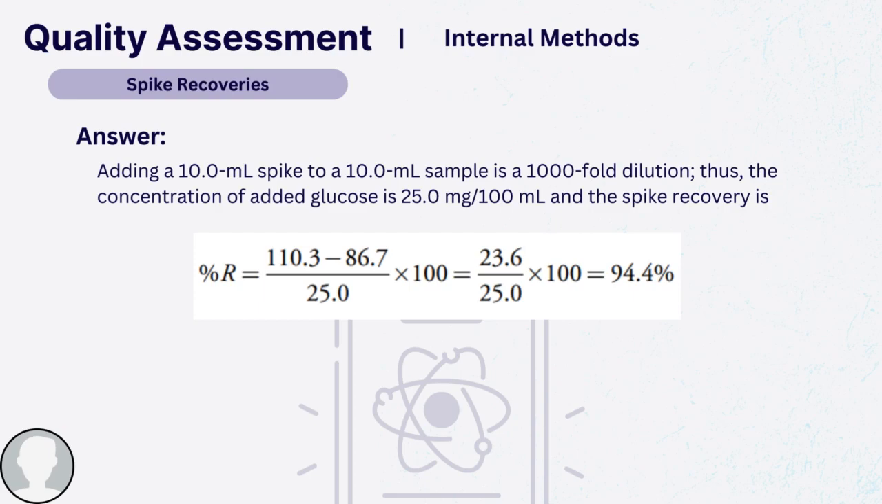As for the answer to the said question, adding an 8 mL spike to a 10 mL sample is a 1,000-fold dilution. Thus, the concentration of glucose is 25 milligrams per 100 mL and the spike recovery is 94.4%.